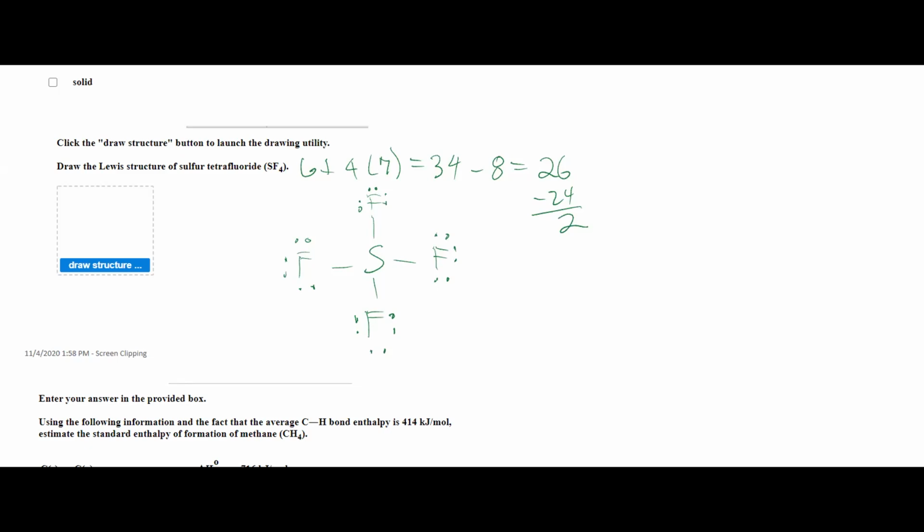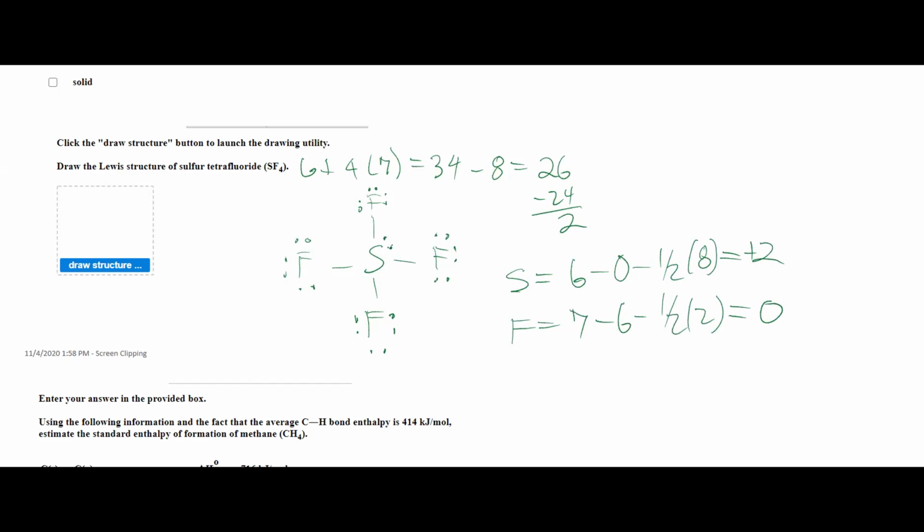Another way that you can do it is to look for your formal charges. So sulfur, 6 minus 0, because it's got no lone pairs on it, 1/2 of 8. So it's got a +2. All of our fluorines are 7 minus 6 unbonded electrons, 1/2 of 2 bonding electrons, and they're all at 0. And so when we look at that, we can see who is still missing electrons, and that's going to be our sulfur. So we can add them in there.